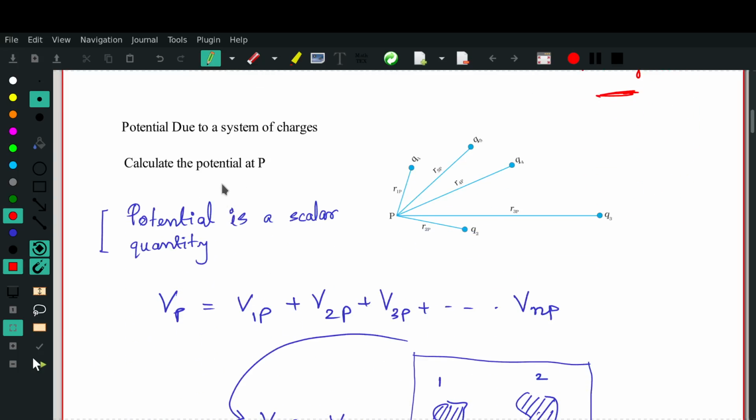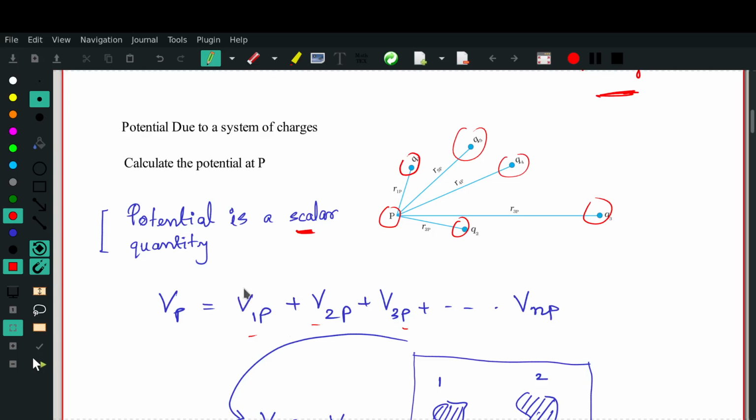So the next thing about the potential is that it is a scalar quantity, right? Scalar means it has only a value and it doesn't have any direction. So you don't have to think about any components at all. So what you have to do is, if you have some bunch of charges here, q1, q2, q3, q4, q5, and I am asking you to calculate the potential at point P due to all of these charges, how do you calculate this? You just sum it up, right? You have to sum all of these potentials.